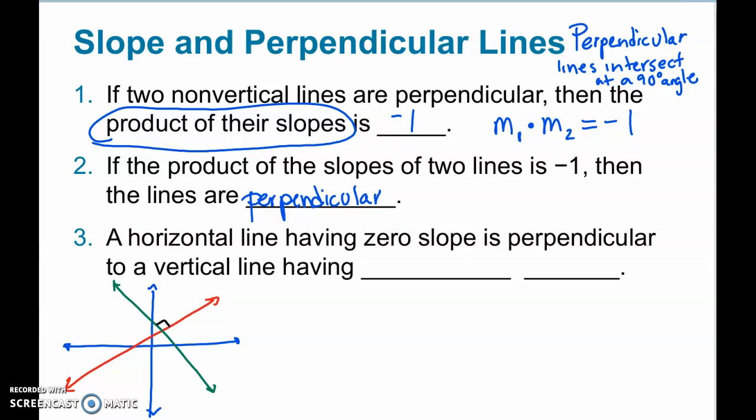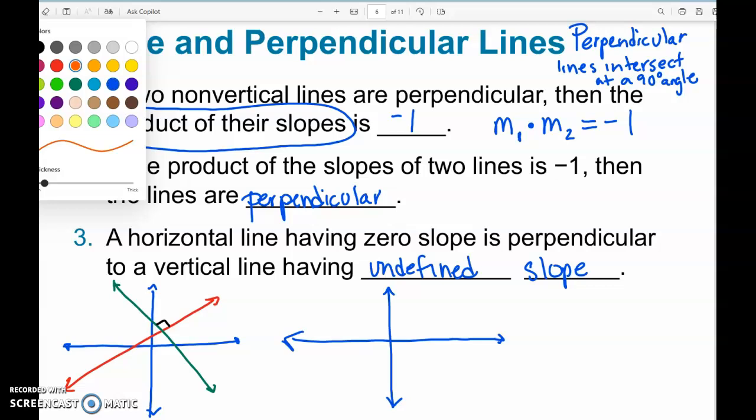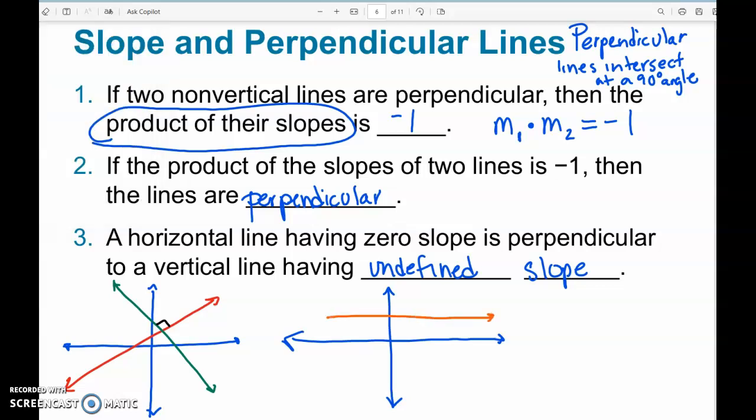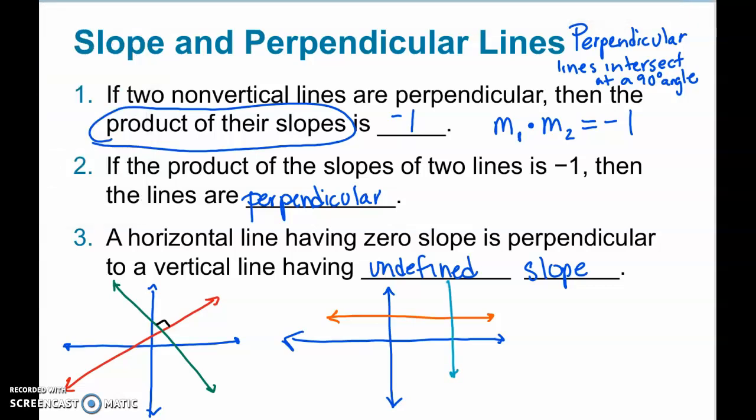And then the last statement: a horizontal line having a 0 slope is perpendicular to a vertical line having an undefined slope. So we learned in 1.4 that horizontal lines have a slope of 0, but vertical lines have undefined slope. So if you have two of those special types of lines, where here's my horizontal line and here's my vertical line, those also will cross at a 90-degree angle and they would be perpendicular.